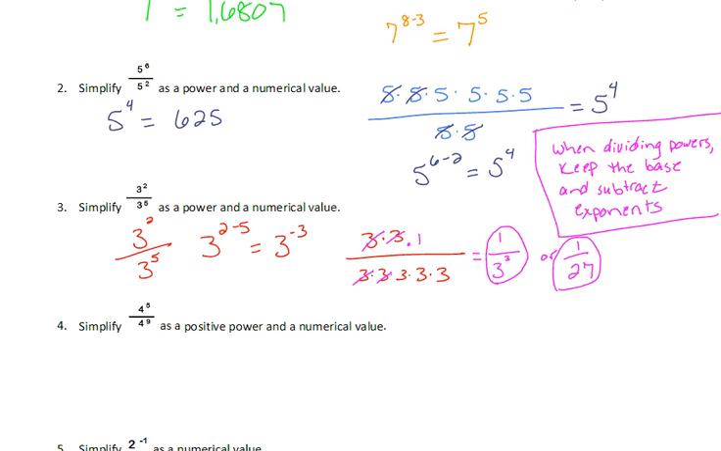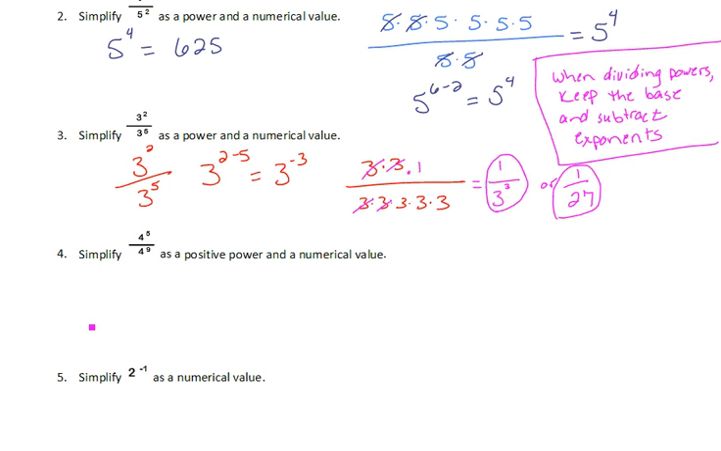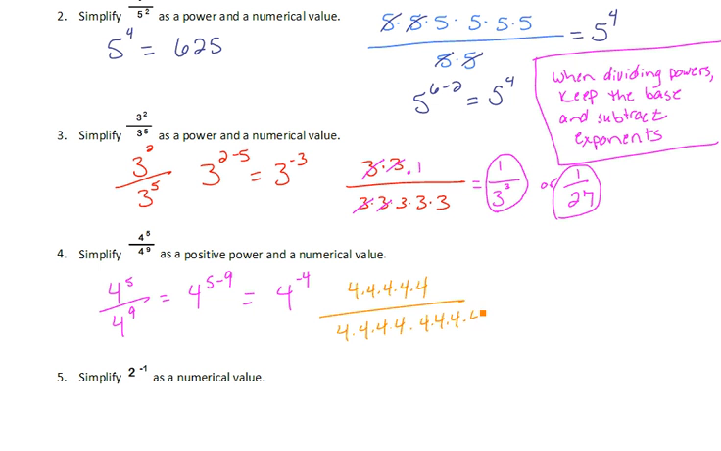Let's go ahead and look at this one more time. 4 to the 5th divided by 4 to the 9th. So I have 4 to the 5th. I know that I am dividing, which means I keep my base. I subtract my exponents. And again, I end up with 4. I end up with a negative exponent. So writing this out, I'm multiplying by 5 and I'm multiplying by 9. And I cancel like factors.